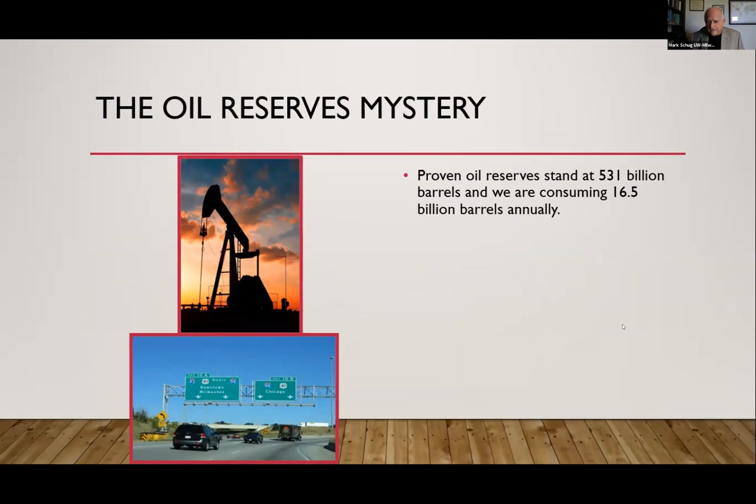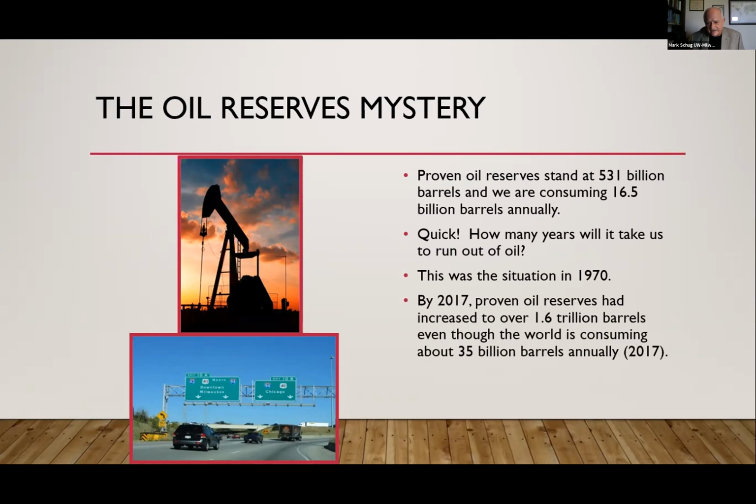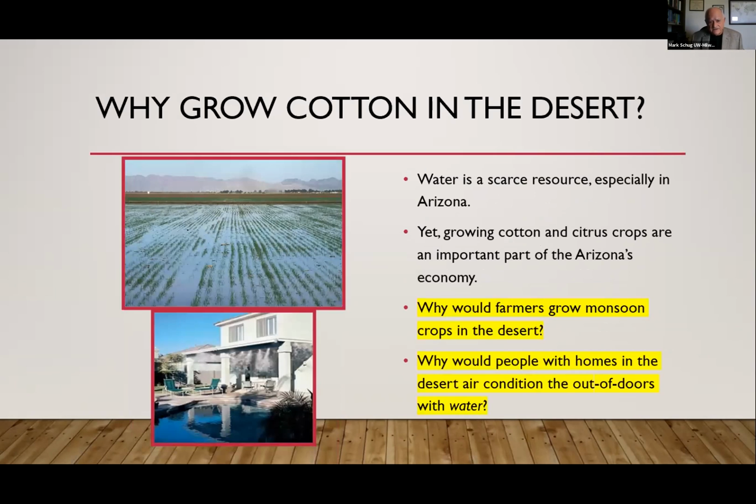Okay. Proven oil reserves stand at 531 billion barrels, and we're consuming 16.5 billion. How many years will it take us to run out of oil? Those of you running your calculators probably figured out it's about 30. But of course, it's a trick because this is a situation in 1970. Oil reserves today are at 1.6 trillion. That's the most recent number I could find. And we're consuming about 35 billion barrels of oil today. Well, how could that be? And then we'd use our economic principles to try and solve that.